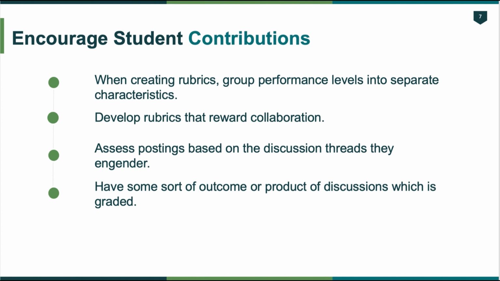Another way to provoke collaboration is to develop rubrics that reward collaboration. Rubrics that reward collaboration must focus on discussion responses. This might, for example, only credit responses that cite and either extend or refute previous postings. Another possibility is to assess postings based on the discussion threads they engender, making thread initiators responsible for sustaining collaborative discussions. Finally, an important means for assessing and encouraging collaborative discussion is to have some sort of outcome or product of discussion which is graded.